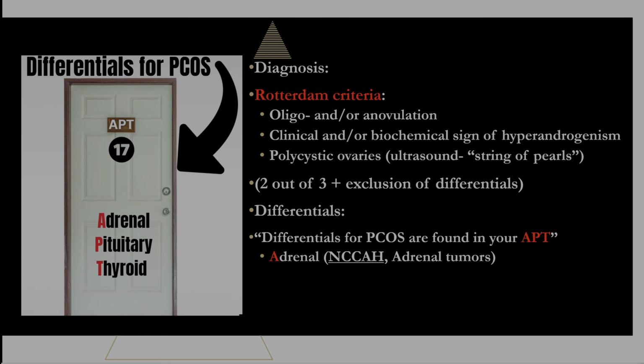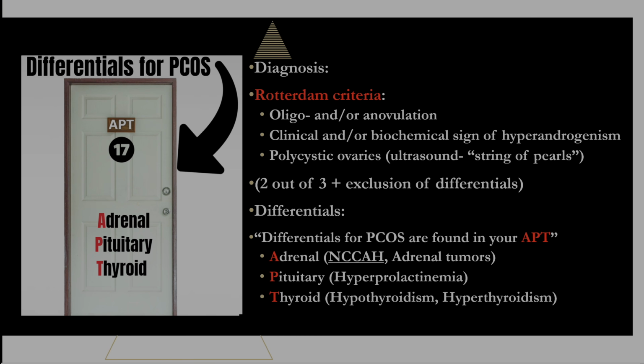Okay, so that's the A for apartment, adrenal. Main takeaway, don't forget NCCAH, screened with a 17-hydroxyprogesterone. Remember your apartment 17. Next letter in the apartment is P, which stands for pituitary. Specifically, we're talking about hyperprolactinemia. Hyperprolactinemia, which is an elevation of prolactin levels from the pituitary, can lead to infertility, oligomenorrhea, or amenorrhea. So this needs to be in your workup.